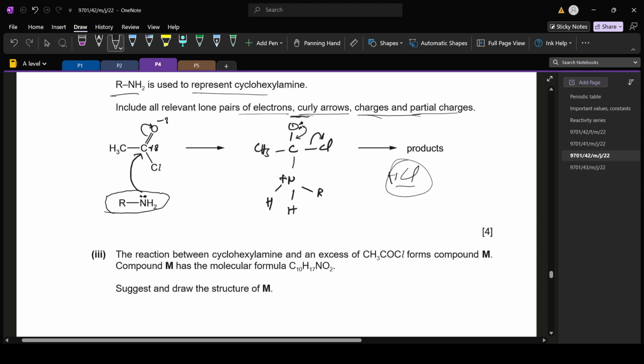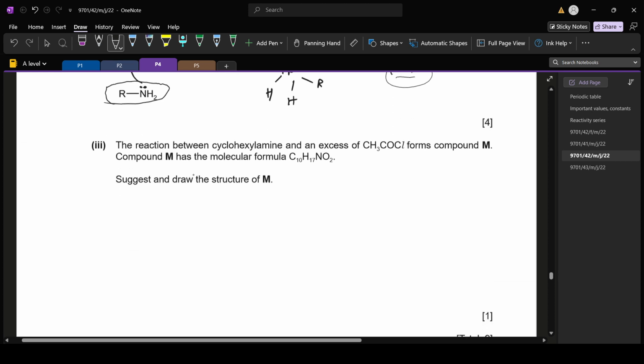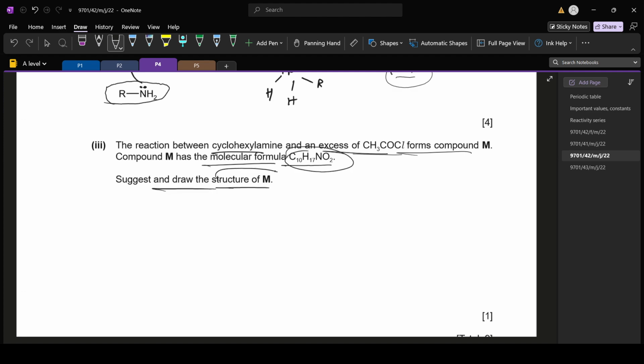Moving towards the next part. The reaction between cyclohexylamine and an excess of ethanoyl chloride forms compound M. The compound has a molecular formula C10H17NO2. Then suggest and draw the structure of M.